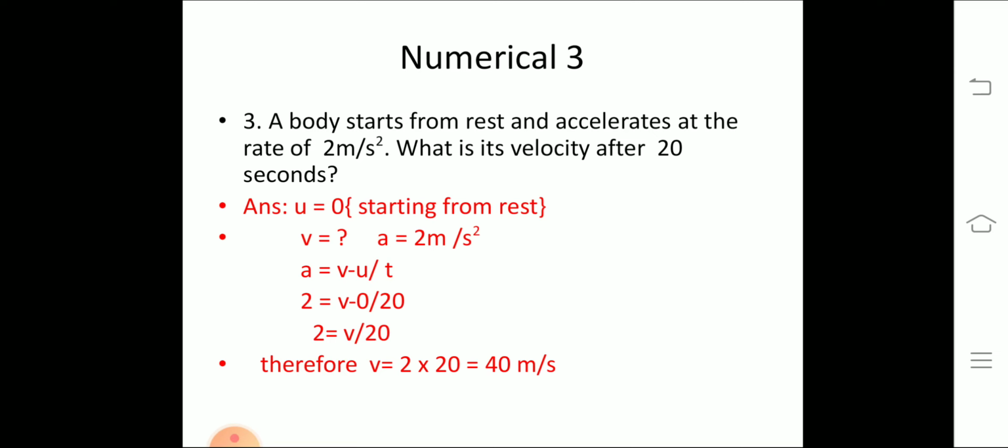See, by seeing the unit you can understand whether velocity is given or acceleration is given. Here it is given 2 meter per second square, so a is given, 2 meter per second square. V you have to find. Time is in seconds, so directly use the formula a equal to v minus u upon t. Put the values and find the answer. So you'll get the answer 40 meter per second. Okay, solve it and see.